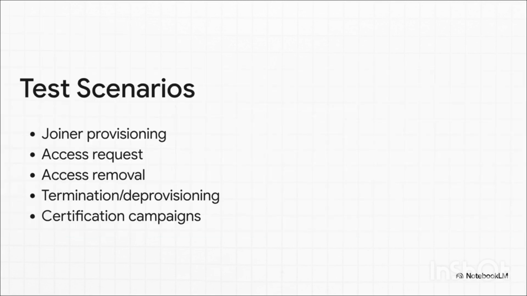Tying this right back to our joiner, mover, leaver narrative, your test scenarios have to cover every single life event. You have to meticulously validate joiner provisioning. You've got to ensure access requests and approvals route correctly. You must test access removal, verify termination and deprovisioning, and yes, even run test certification campaigns. Every single phase of the human lifecycle has to be technically proven before you hit that go live button.